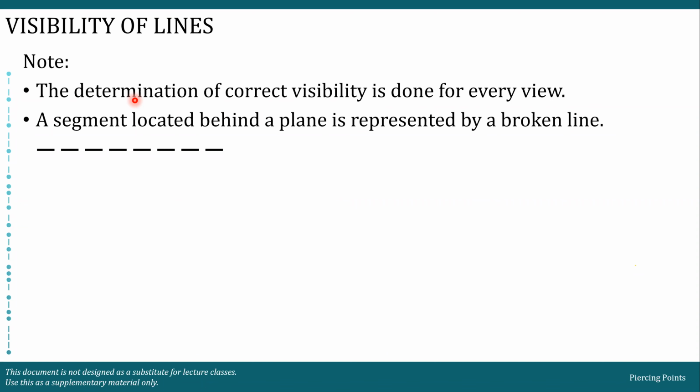Then, ibig sabihin, kailangan mo siyang gawin sa lahat ng views na yun para makuha mo yung correct visibility for each of those views. Another note is, a segment located behind the plane is represented by a broken line. So kapag nakakita kayo ng broken line sa piercing point and sa LOI in the future topic, ibig sabihin nito, yung line na yon is behind a plane. Okay? So kapag nag-overlap ang plane at saka ang line, and the line is behind the plane as seen from that reference plane, then we represent it as a broken line. This is what a broken line looks like.